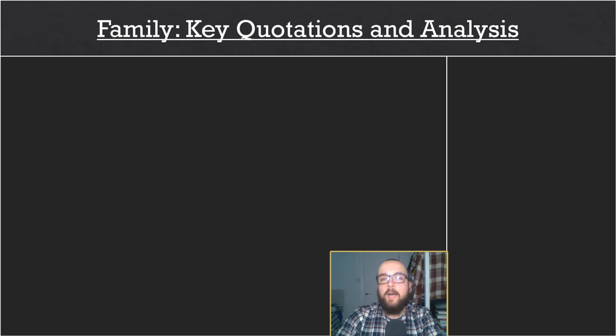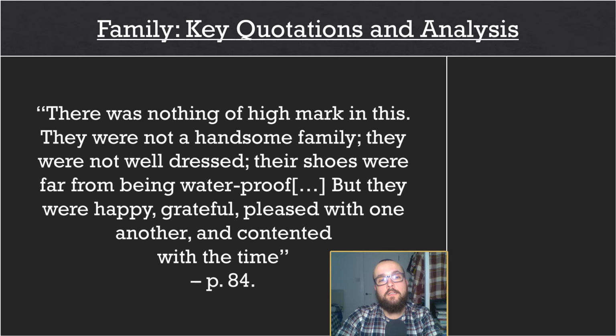Now, there is absolutely loads and loads that could be said about the Cratchits with regards to the theme of family, but I would like to focus on a comment made about them in the narration right at the end of their part of stave 3. This comment reads, "There was nothing of high mark in this. They were not a handsome family, they were not well dressed, their shoes were far from being waterproof, but they were happy, grateful, pleased with one another, and contented with the time."